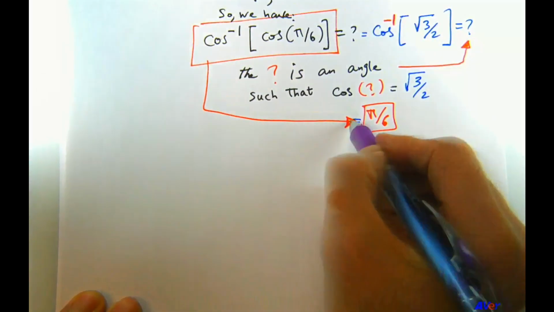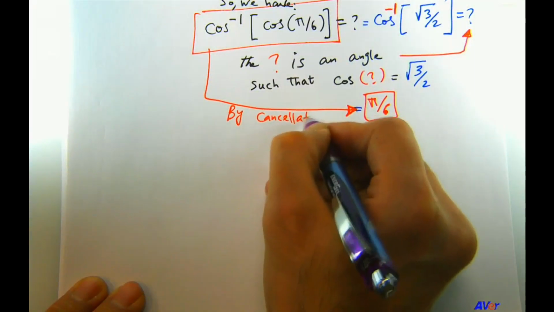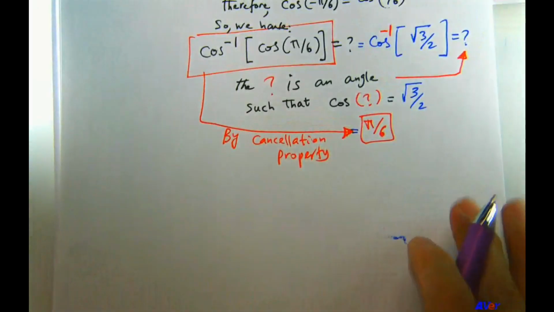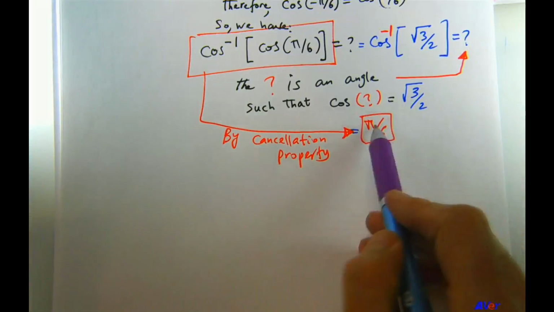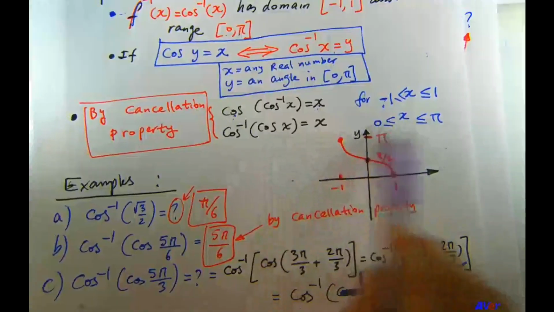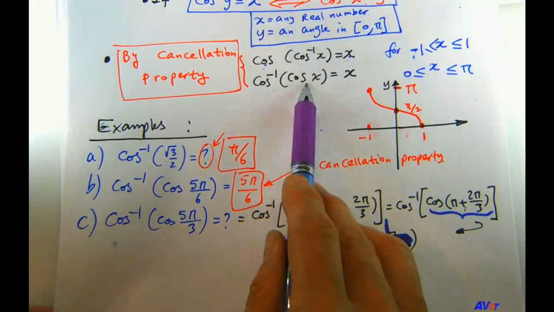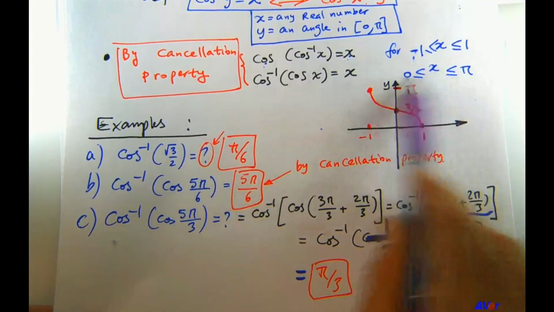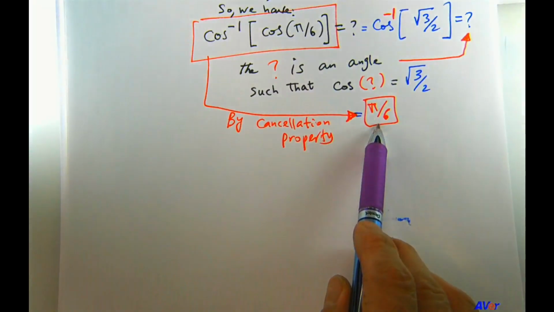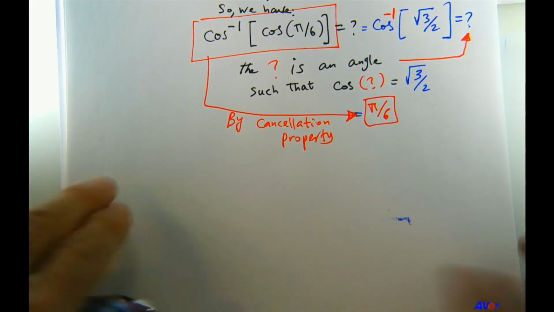That's by the cancellation property. And for sure, that angle pi over 6 is between 0 and pi, right? For the cancellation property, inverse cosine of cosine equals x when x is between 0 and pi. Inverse cosine of cosine is equal to pi over 6 in this case, which is for sure between 0 and pi. Okay, let's do one more example.